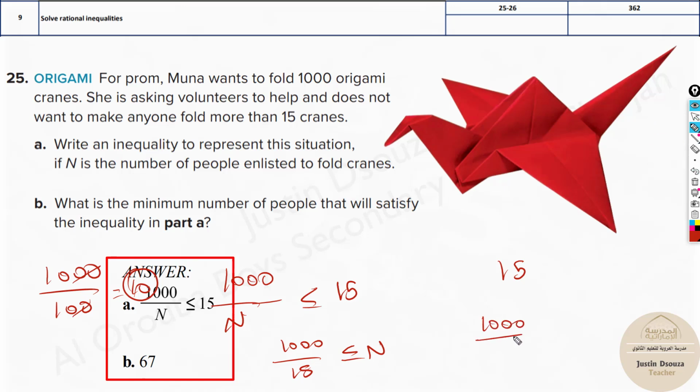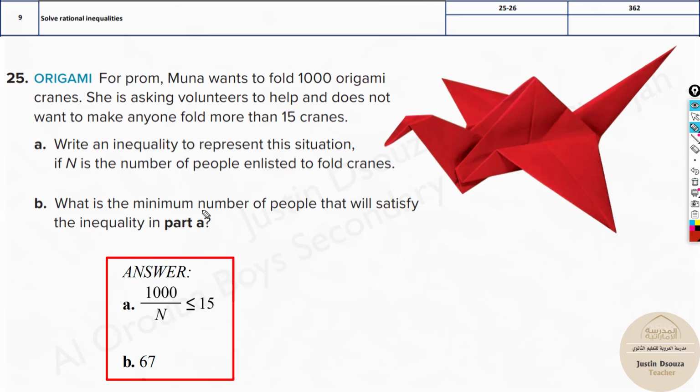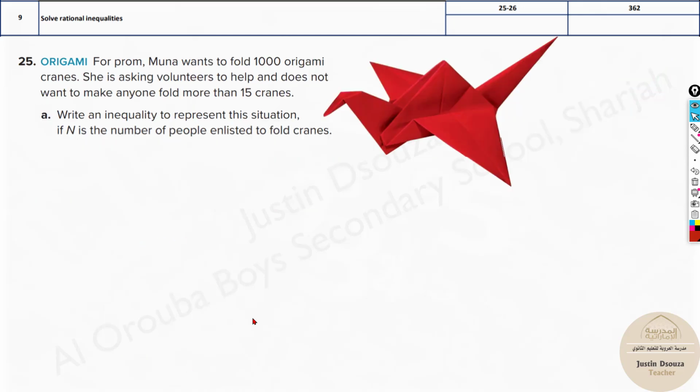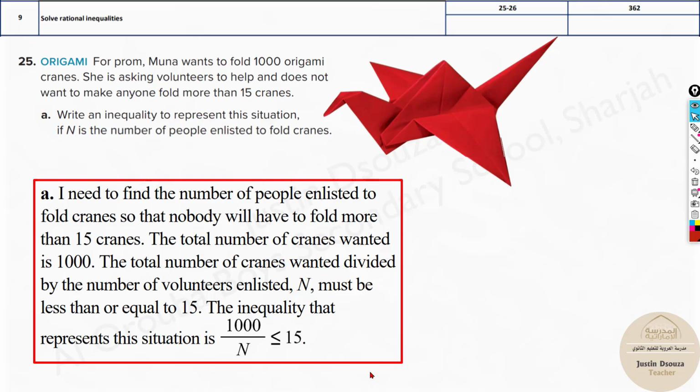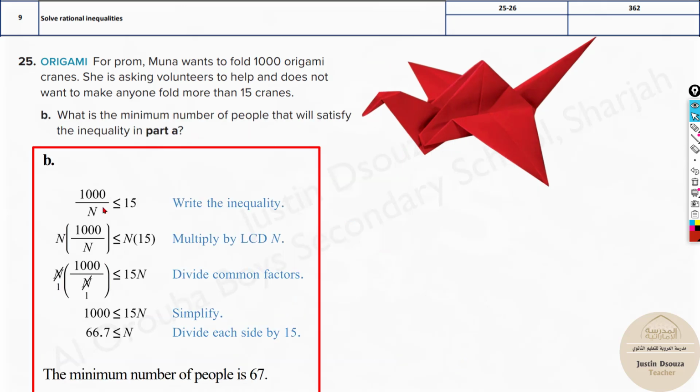Here 1,000 divided by 15 is equal to 67, less than or equal to n. So n, the number of people, must be greater than or equal to 67. This is the least number. So 67 is the minimum number of people, but if you have more than 67, it's fine. But since they have asked for the least number, the minimum number to satisfy this inequality, it will be 67. So it's very simple. Here the explanation is also given. And over here, you should just solve the inequality. Just do 1,000 divided by 15. That's it. You'll get the answer. And remember, the inequality will remain as it is.